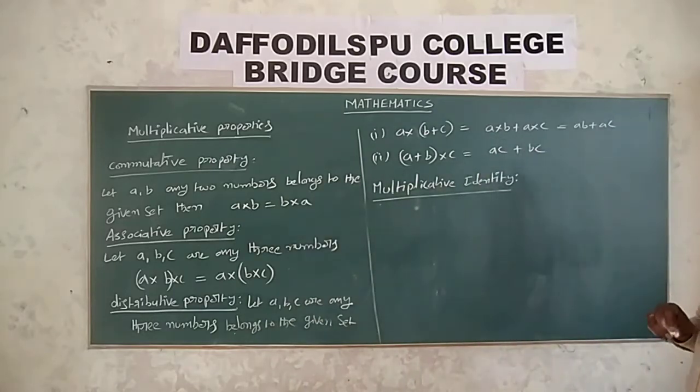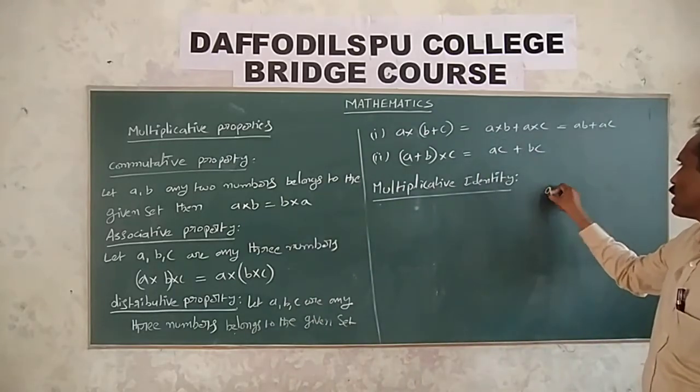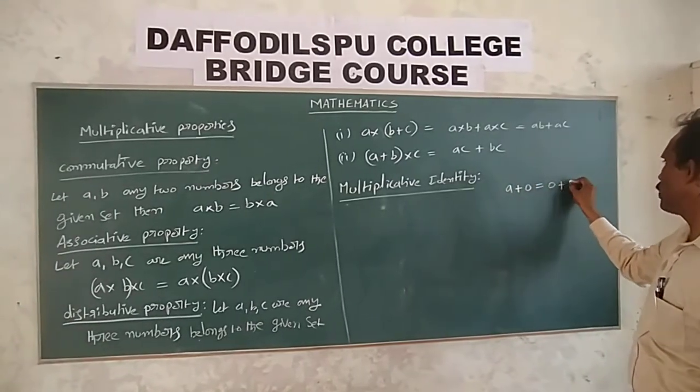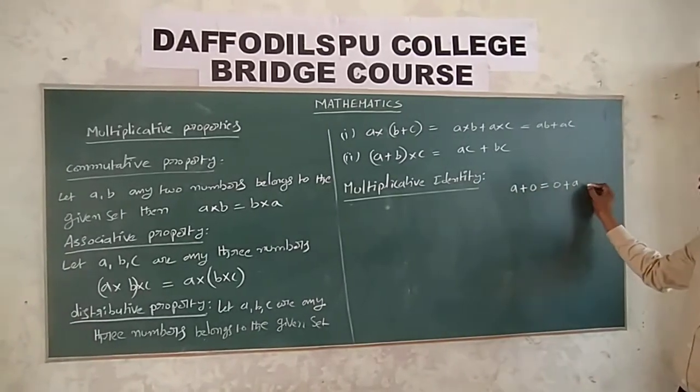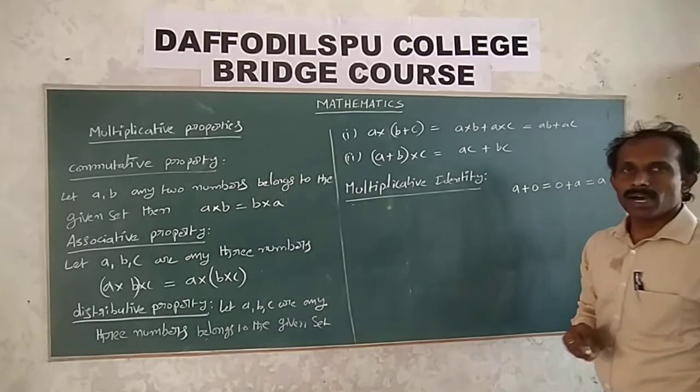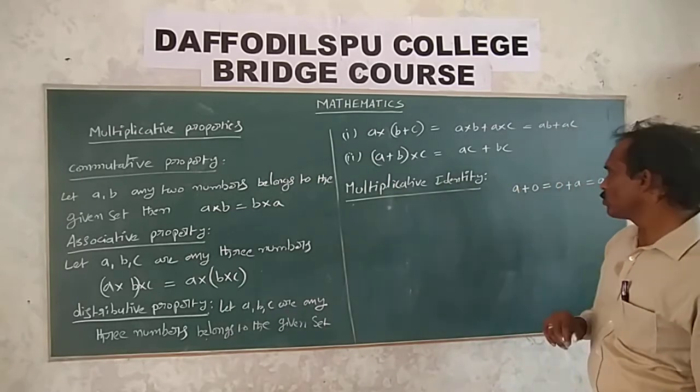Explain additive identity. What is additive identity? For any number a, a plus 0 is equal to 0 plus a is equal to a. Here 0 is called the additive identity.